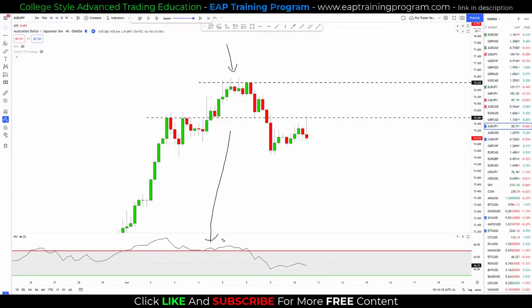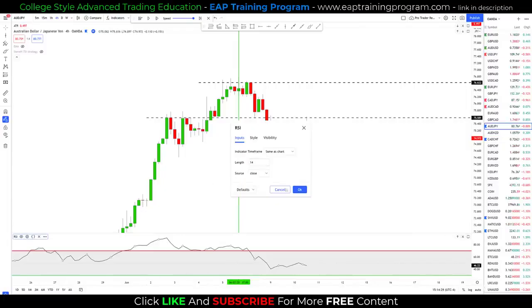Another condition is the market must be overbought at the head of the pattern. Let's put a vertical line here. As you can see here, this green line is showing the head of the pattern. And yes, the market is still above the 70 line of the RSI. By the way, my settings for the RSI are exactly as they come. I just have a 14-period RSI.